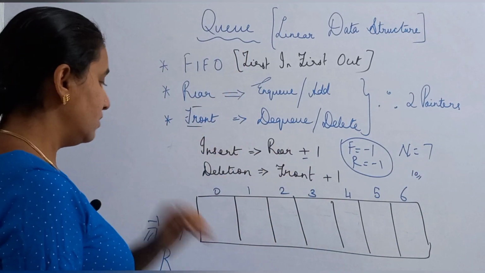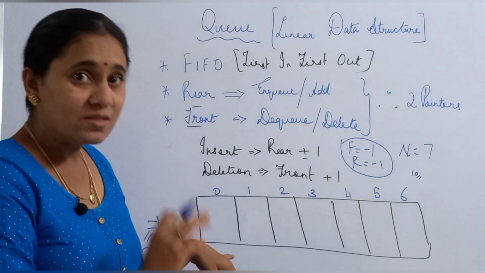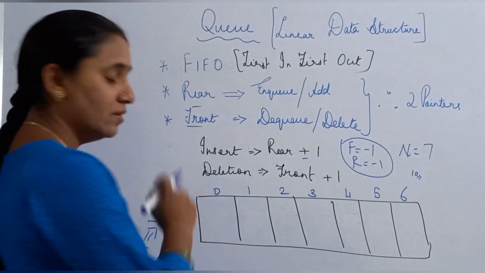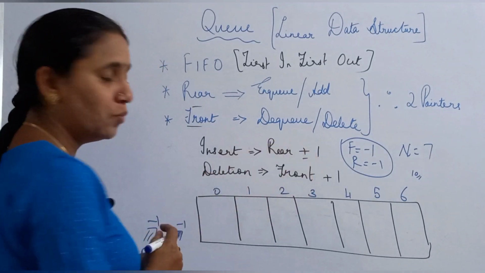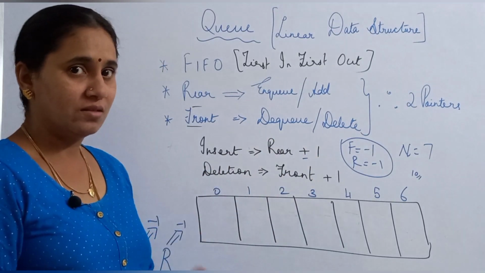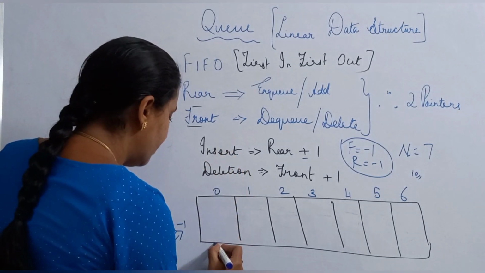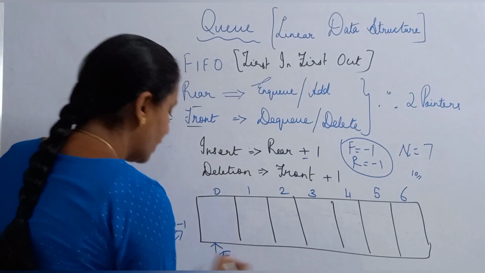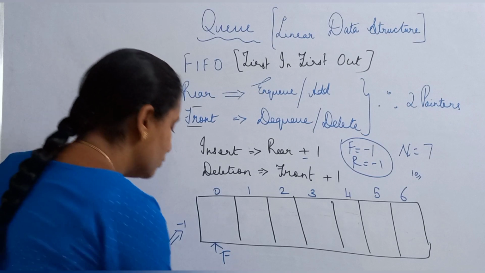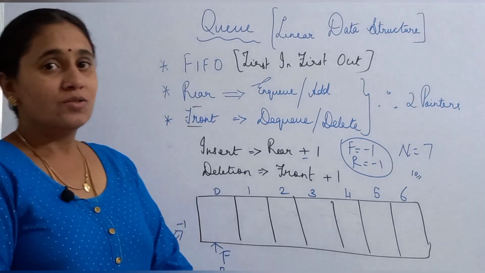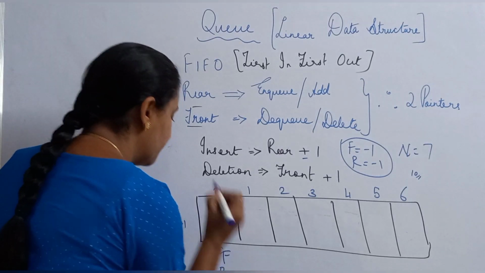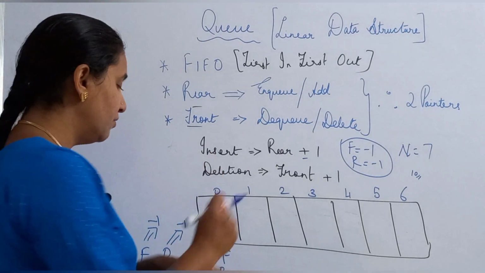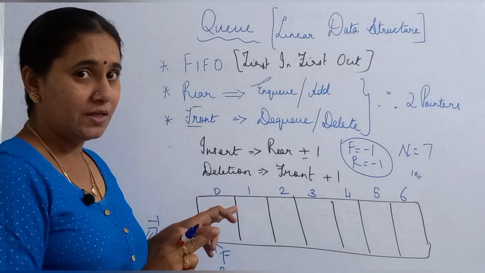So now, as this is the first element, I want to insert it. How will I insert? I must place the front pointer in this location, isn't it? First I must increment the front pointer and then I must insert, right? So now place the front pointer here. Now what is the front pointer value? It will be 0. So now can I insert 10? Yes. So now I can insert 10. Now the front or the first element is 10.